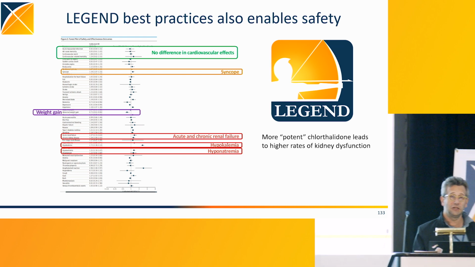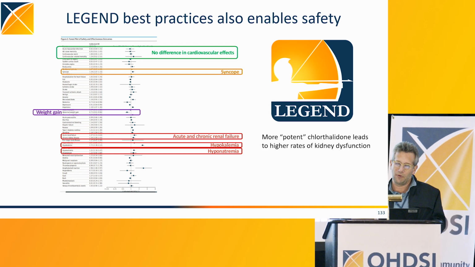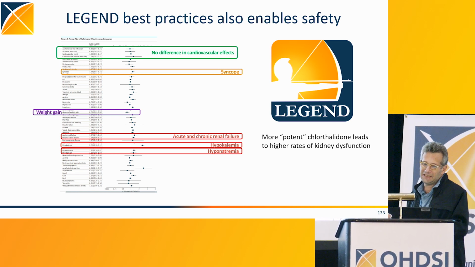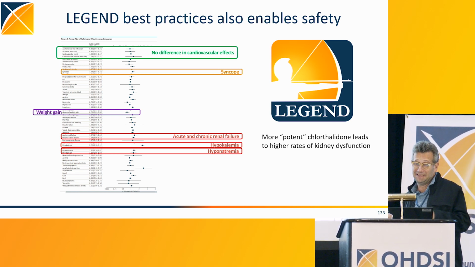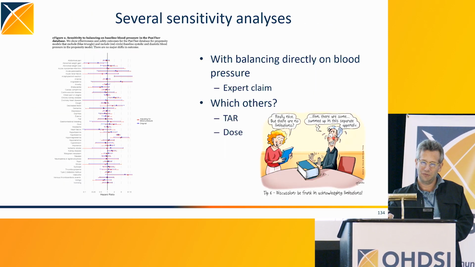In particular, the more potent drug, which was assumed to be a good property of chlorthalidone, actually leads to significantly higher rates of kidney dysfunction, and in particular hypokalemia, and that's to be expected for a loop diuretic, particularly a very potent loop diuretic.